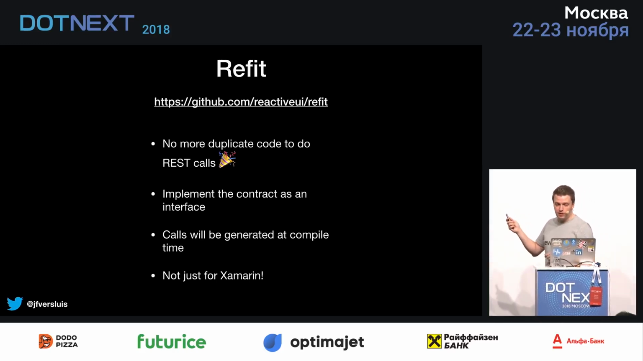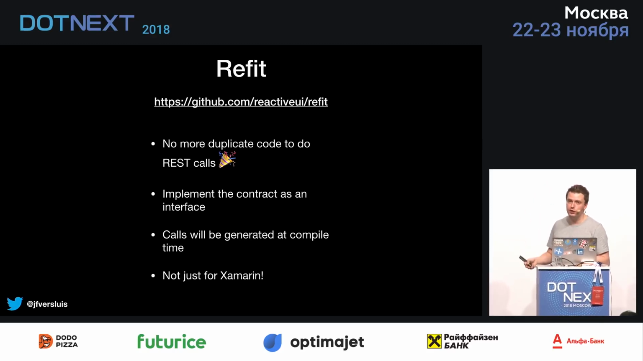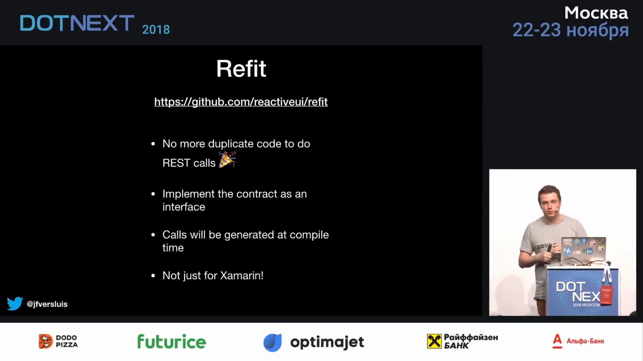Here we have Refit, which is pretty cool for the redundant code. You just have to write an interface with the endpoints of your API, and it will generate the code at compile time for you. I'll just show you, then it will get clear. And it's not just for Xamarin, you can use it. It's a generic C# .NET plugin.